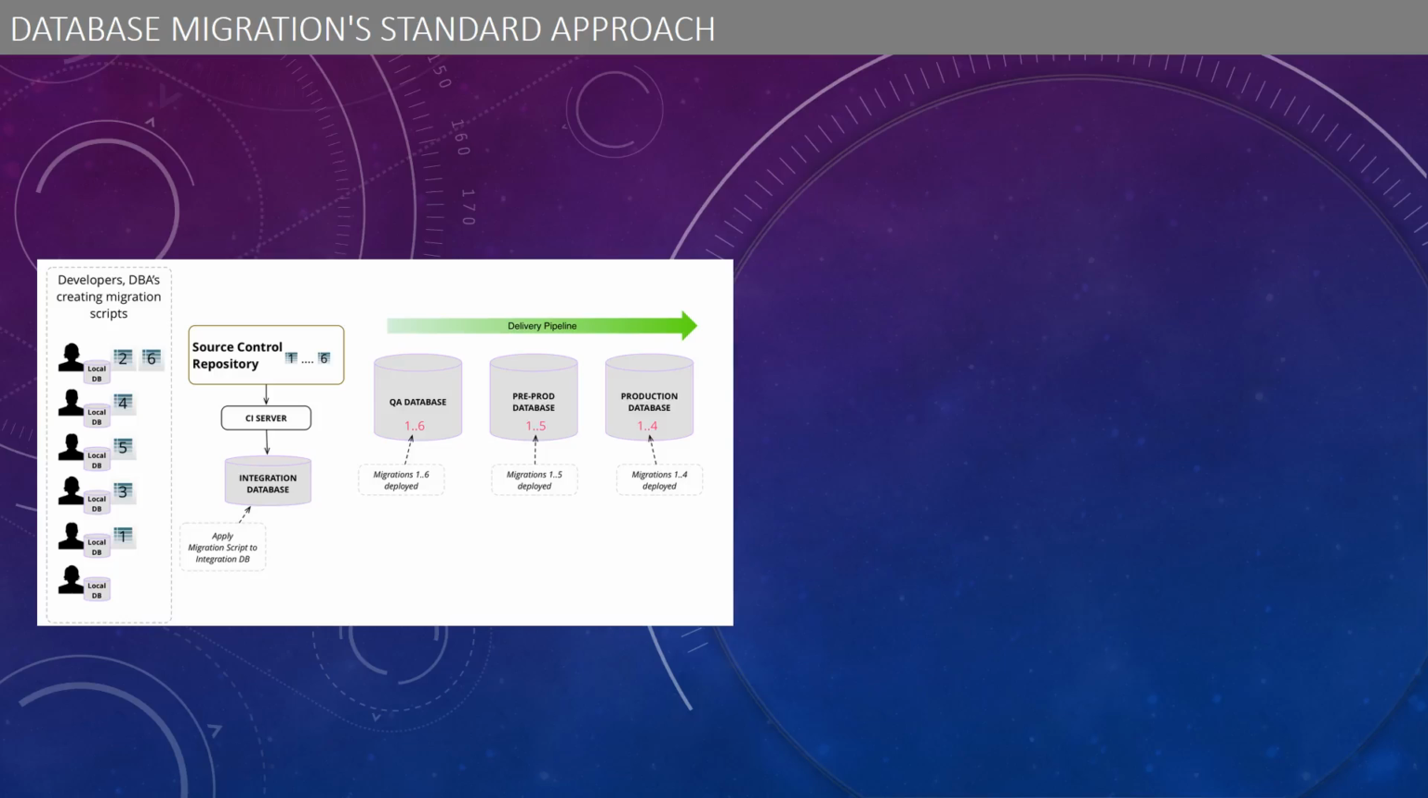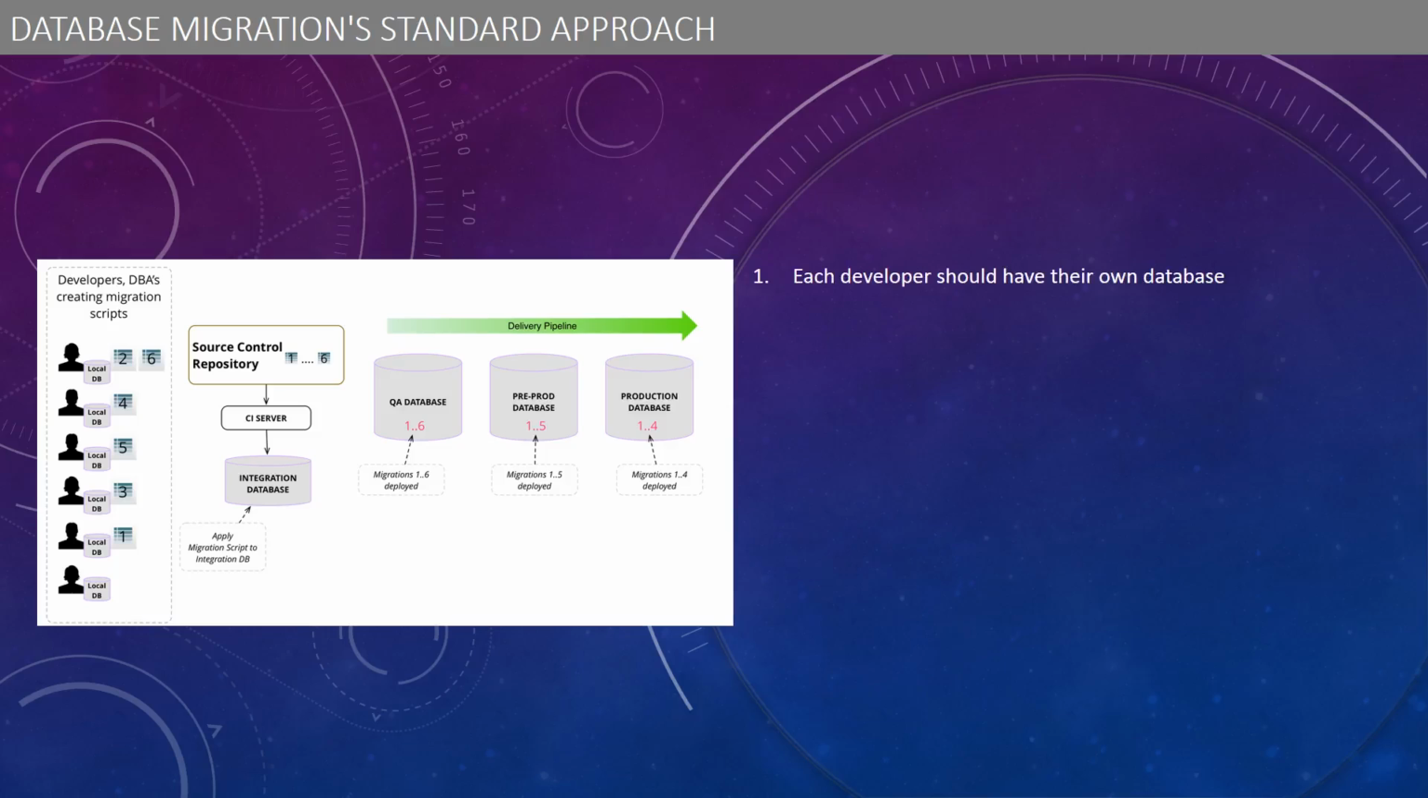So this is how the standard database migration approach should be. Developers have local databases, they can deploy the scripts and then put them into the source control repository. Our CI/CD servers can take that and apply the changes one after another in the pipeline. So this is basically 1.5 scripts, 1.6 scripts, but production is deployed at 1.4.